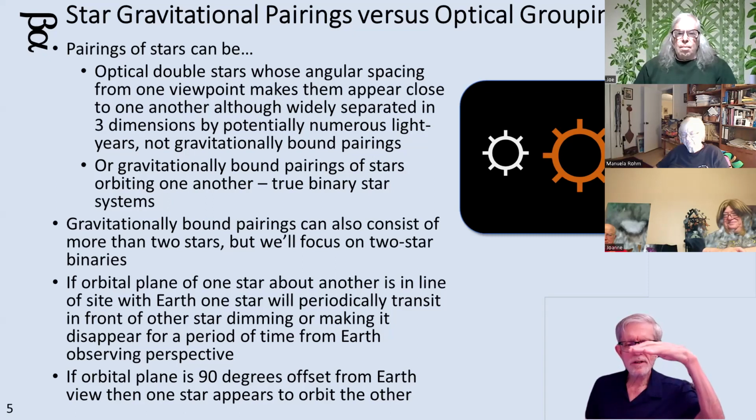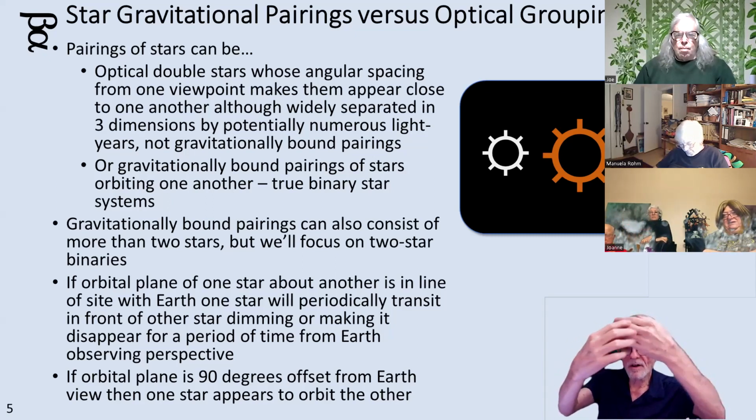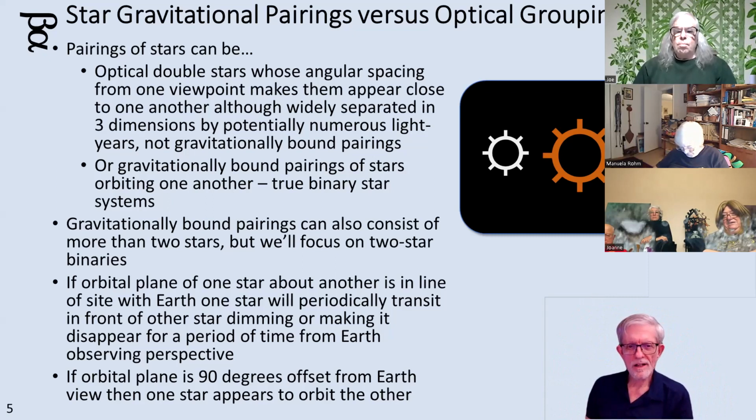Now, if the orbital plane of the two stars is pointed towards the Earth, like that, then we'll see one star go in front of the other star, periodically eclipsing it. But if the orbital plane is tilted 90 degrees, we'll actually see either two stars wobbling together, or we'll see one star orbiting another star. So all space is three-dimensional, and not everything is lined up for our entertainment. So things can be at different angles in space.